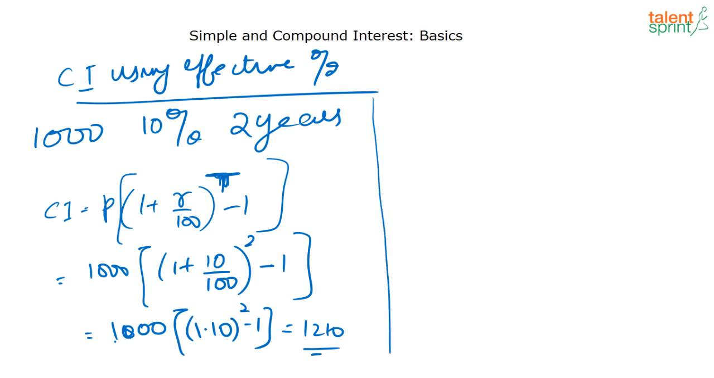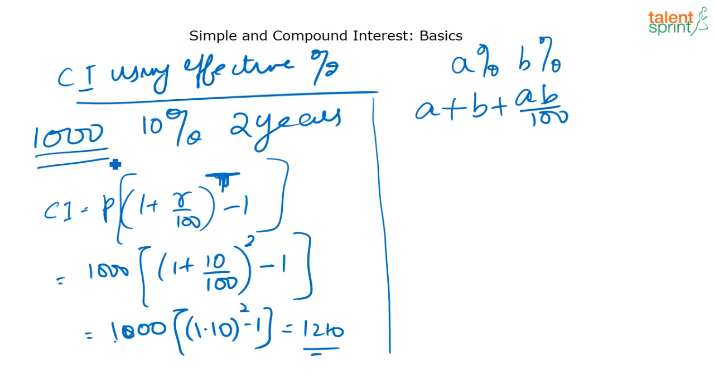Whenever such a question comes, what is the effective percentage formula that we have learned? If there are two variables, let us say there is a percentage change of A percent and a percentage change of B percent, then the effective percentage is always given by A plus B plus AB by 100. Here, for this 1000 rupees, first there is a change of 10% for the first year, and then again there is a change of 10%. So you can directly apply it: it's nothing but 10 plus 10 plus 10 into 10 by 100.